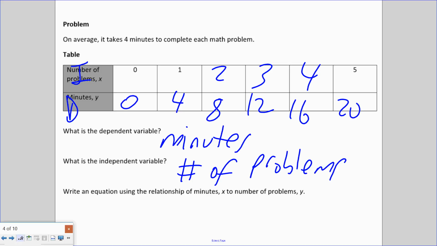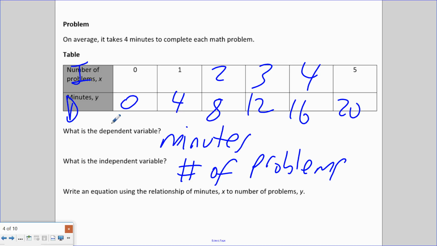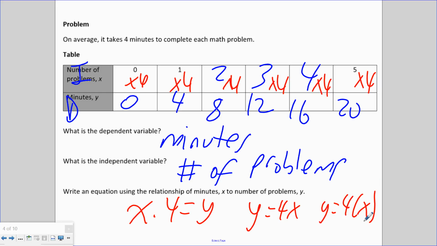Write an equation finding the relationship between the minutes and the number of problems. Well, it can't be additive because 0 plus something is 0. So it must be multiplicative: times 4, times 4, times 4, times 4. So it's x times 4 equals y, or y equals 4x, or y equals 4 times x.